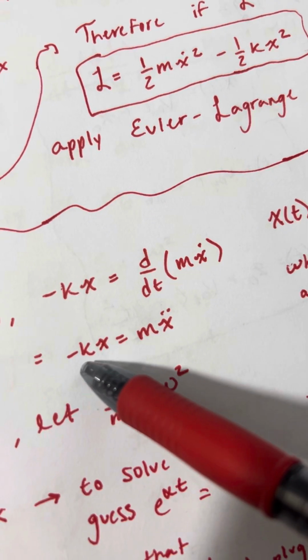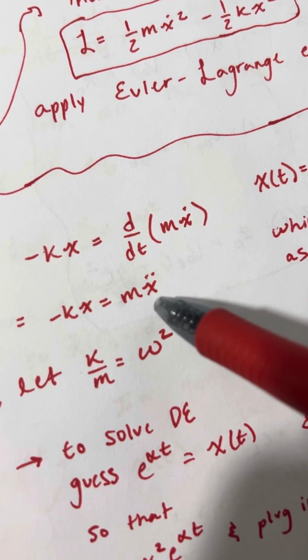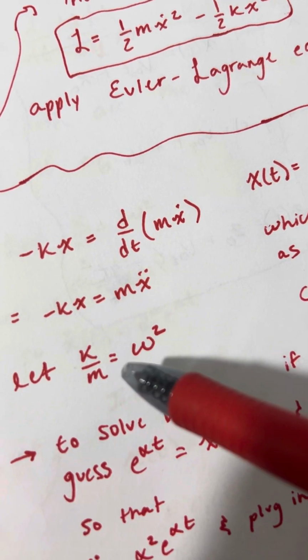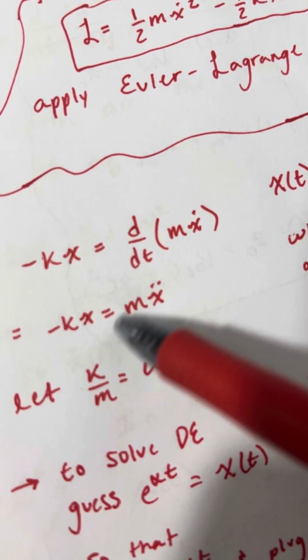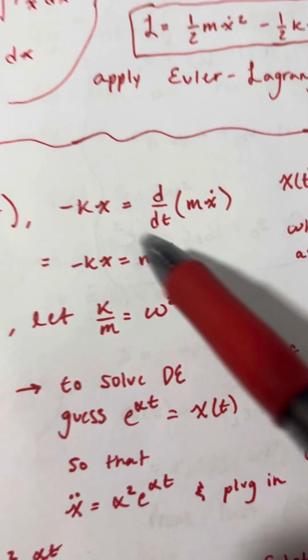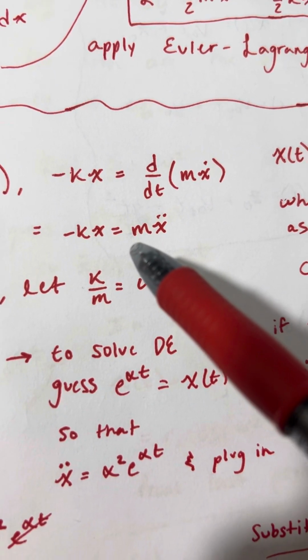Now that probably looks familiar from Newtonian mechanics, right? Mx double dot is just ma, and then we've got our force over here, and if you remember Newton's second law is F equals ma, so that looks very familiar. So now let's go ahead and try to solve this differential equation for our equation of motion.